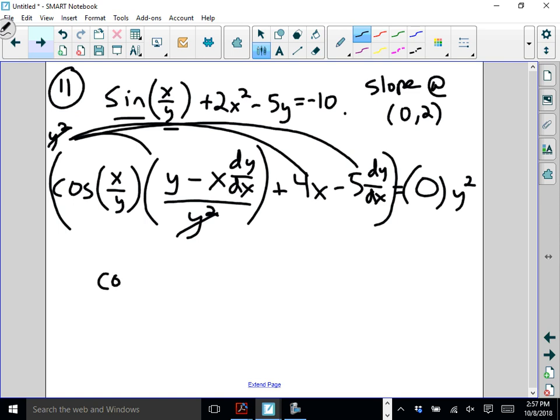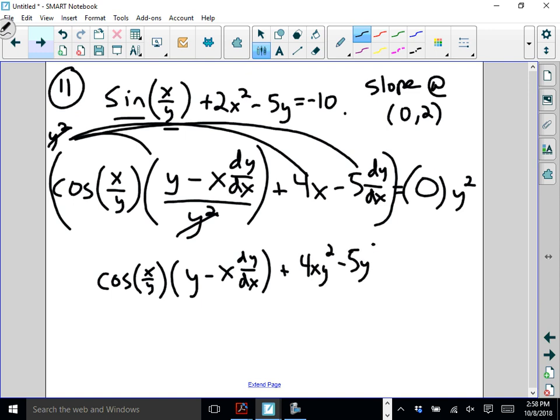And I'm left with cosine of x over y times y minus x dy dx. Now, if you don't like that, you're welcome to distribute the cosine first, but it only distributes to the top. You'll end up with the same thing. Okay? Plus 4xy squared minus 5y squared dy dx equals 0 times y squared. Hey, that's nice. That's just 0.